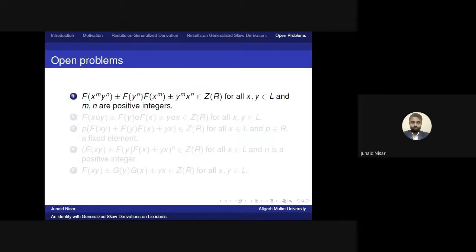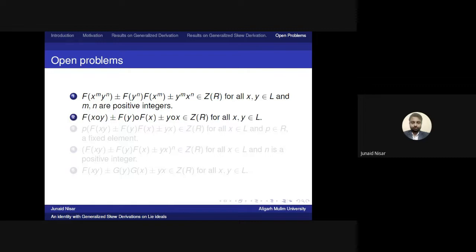Now this is my last chapter. There are some open problems. We can solve this. In our identity, there is an f of xy plus minus f of y f of x plus minus yx belongs to center. Here, if we replace x by x power m and y by y power n, then what we can say about the characterization of f and the structure of our prime ring R.